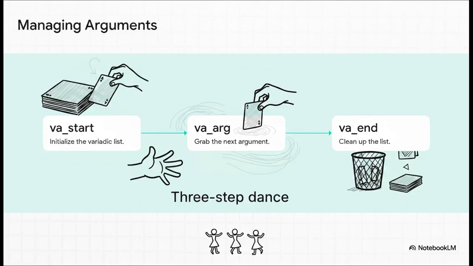Well, that brings us to the macros that manage these received arguments. Let's completely demystify this jargon. I want you to think of the incoming arguments as a hidden stack of cards. Step 1 is va_start. This initializes the list. It basically gets you ready to draw from the deck. Step 2 is va_arg. This grabs the actual next argument in line. Every single time you call it, it hands you the next card off the top. But there's a catch. You have to tell it exactly what data type to expect. And finally, step 3, va_end. This cleans up the list when you're done. Whatever you do, do not forget this step, or you're going to experience the classic C programmer's nightmare, a massive memory leak. Honestly, once you get the hang of it, it's a really elegant 3-step dance.